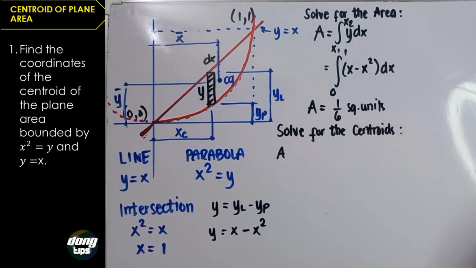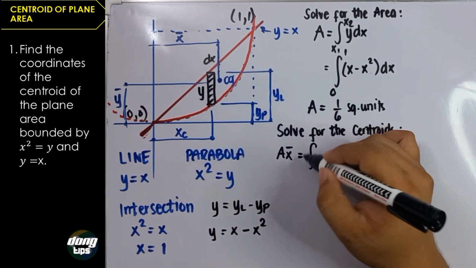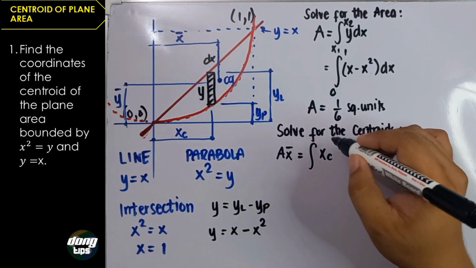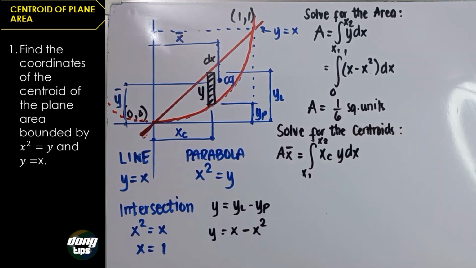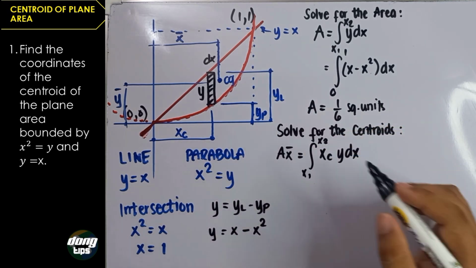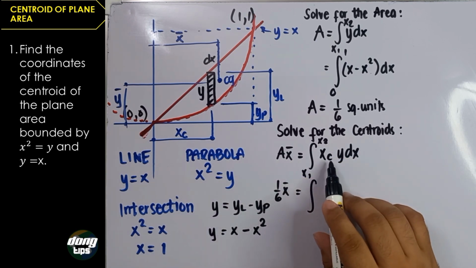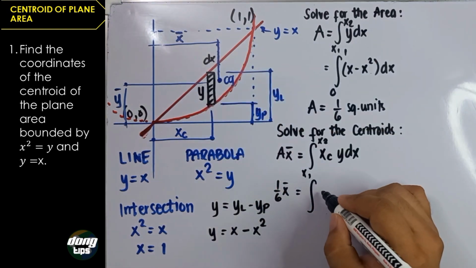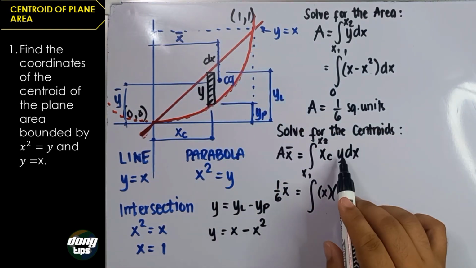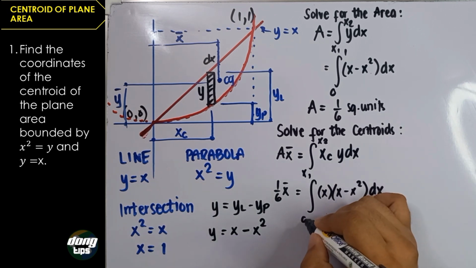Let's write the first moment of the plane area, that is area times distance x-bar, equals the summation of the first moments of the differential areas, integral of differential area times distance xc, and that is 1/6 of x-bar equals the integral of xc, which will be just x since we don't need to get its equivalent in terms of x, because it's already expressed as a horizontal distance. Then, substitute the value of y we got earlier, that is quantity of x minus x squared times dx.